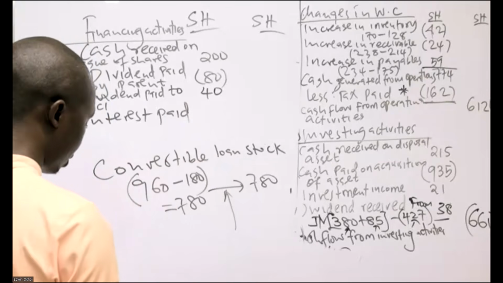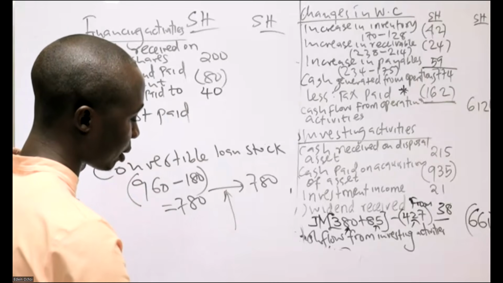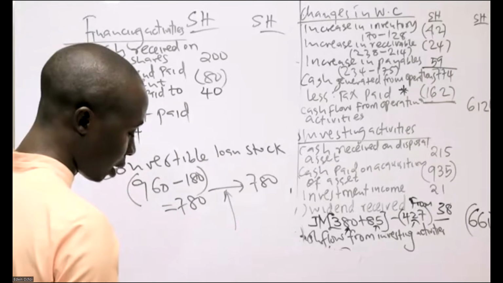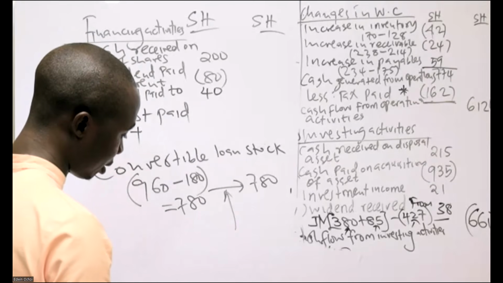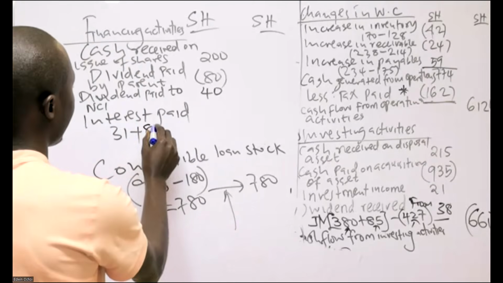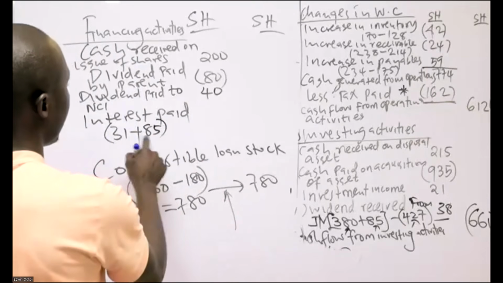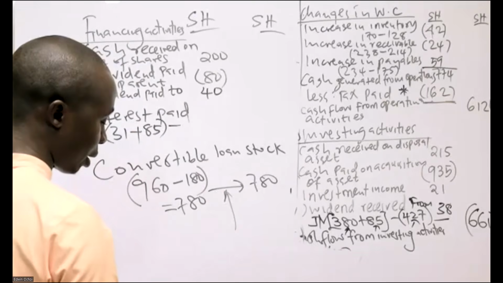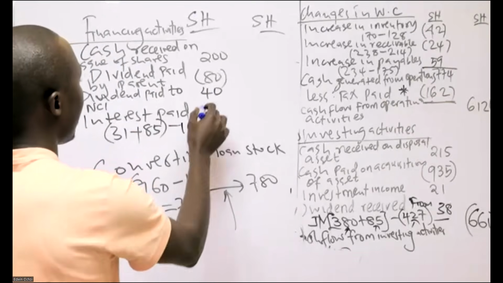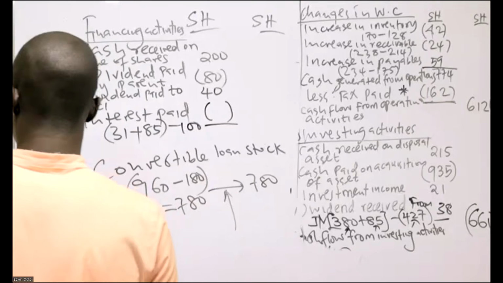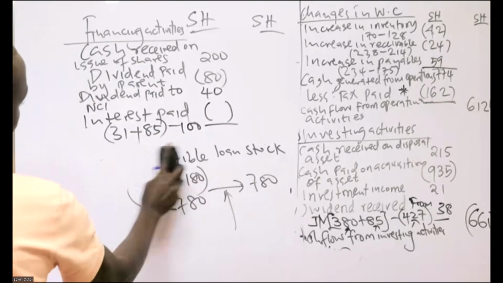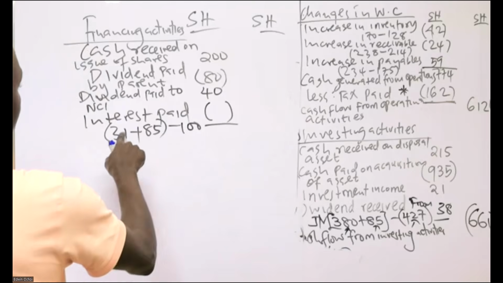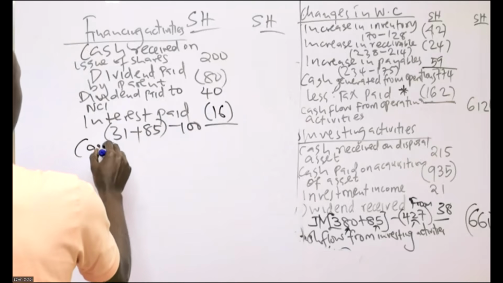And let's talk about interest paid. Under the current liabilities, you can see interest payable. At the start, they were supposed to pay an interest of 31. During the year, from the income statement, the finance cost is 85. So the total interest they are supposed to pay is the total of the two. But at the end, the interest payable is 100. So meaning they have already paid how much? They have paid 16.